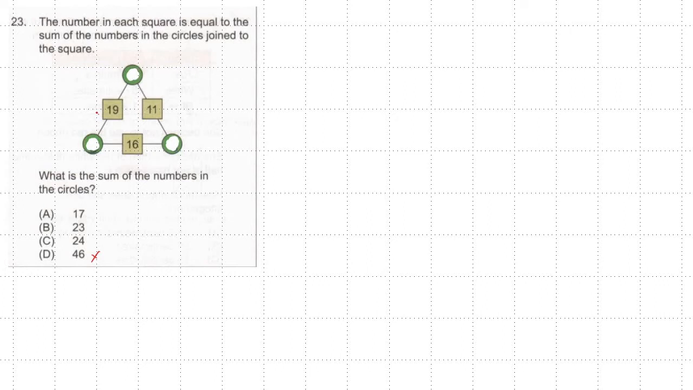Okay, to do such problems, you must use some observation. I observed that the numbers in the squares are 19, 11 and 16. I noticed only this number is an even number. Having an even number is very good because I know two numbers added together will give me this number. I can do some trial and error. So the even number I can divide by 2, right? So I will have 8. Okay, if I were to put 8 here and 8 here, let me label here 1, 2, 3.